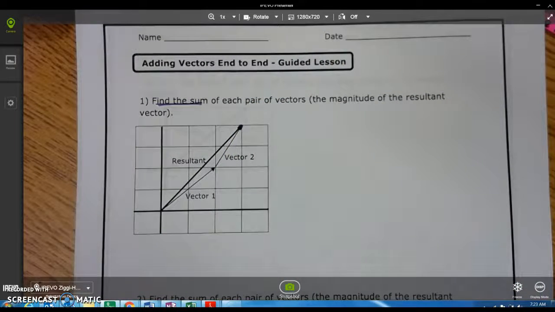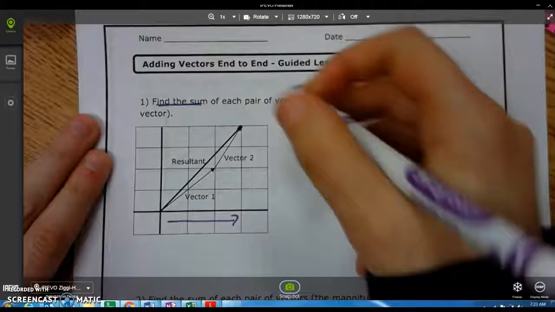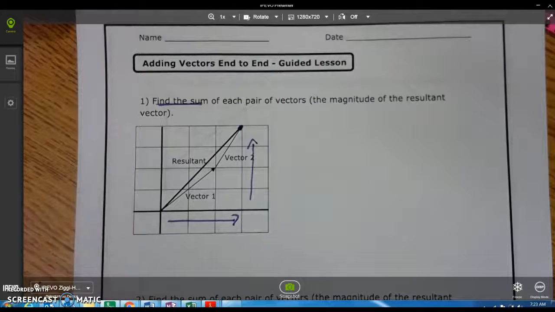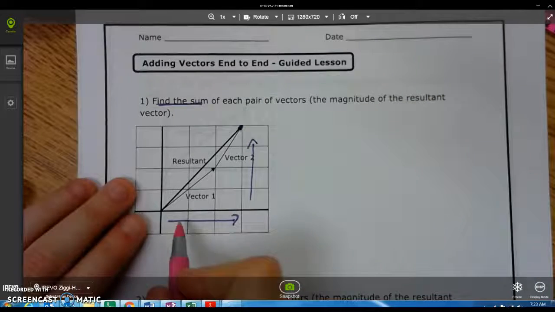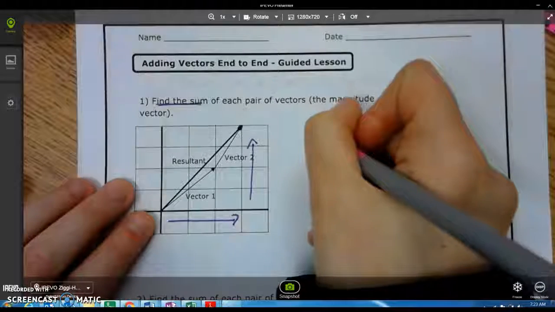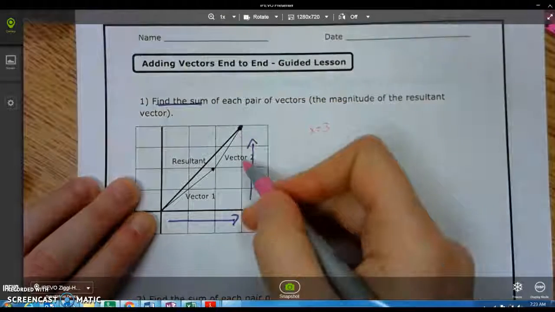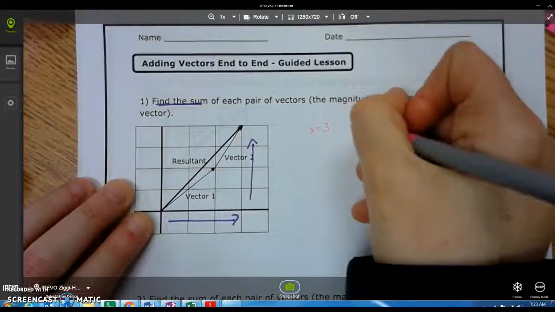So all you're going to have to do is see how far it moves this direction and how far it moves this direction, and then solve for it. Which basically just makes it like a triangle. So it moves 1, 2, 3 this direction. So x is equal to 3. 1, 2, 3, 4 that direction.